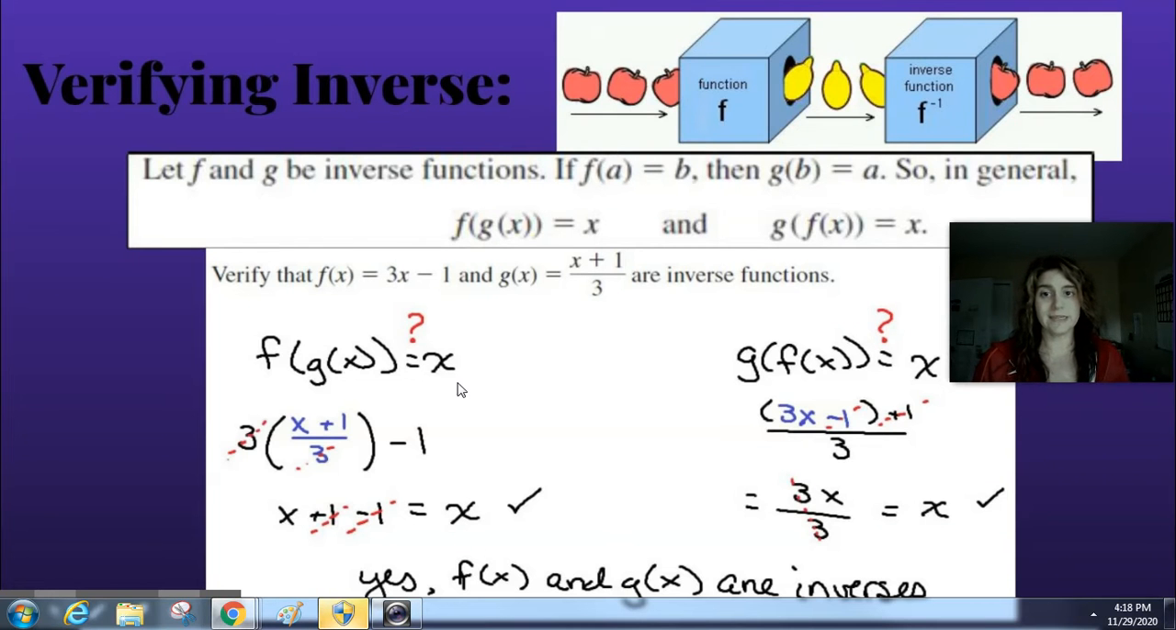So in this case, the function is an inverse function. When I take 3x minus 1 and I put in (x plus 1) over 3 into it, when I substitute it in, I do the composite work, I get an x. I know it works. When I go the other way, when I take (x plus 1) over 3 and put 3x minus 1 into it, simplify it all out, I do get an x. So yes, these two end up being inverse functions.